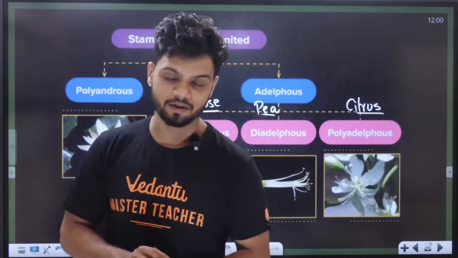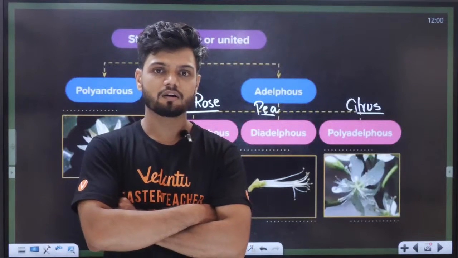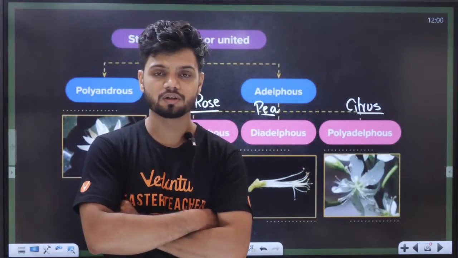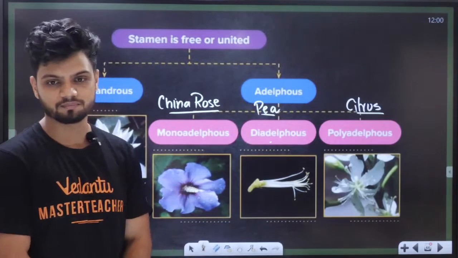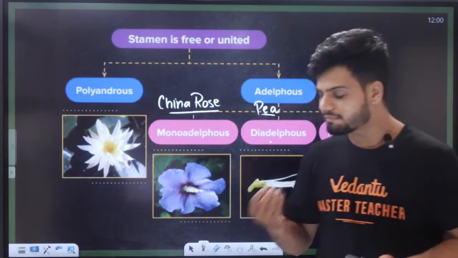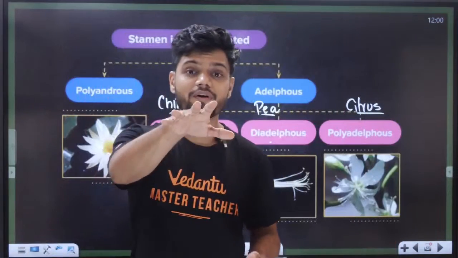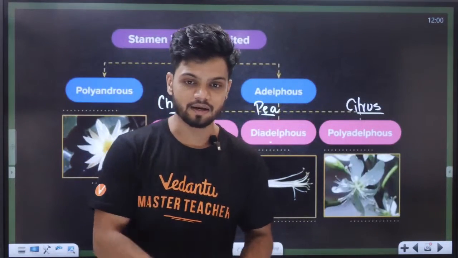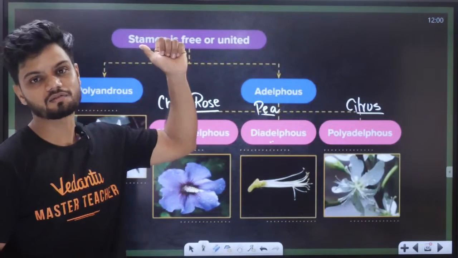This was also a NEET PYQ. Name the plant which is showing vexillary estivation and also diadelphous condition. Understand? The question is very simple. Name the plant which is showing diadelphous condition and at the same time vexillary estivation. Can anyone tell me? One plant is there. That is your pea plant. Diadelphous condition, vexillary estivation.